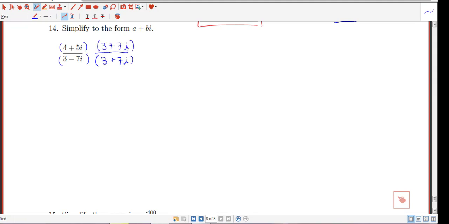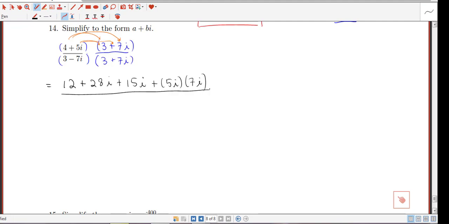3 plus 7i. Okay, now we have to FOIL. Okay. So we're going to go like this, and then this, and then that. Okay, so you're going to have 4 times 3, 12. 4 times positive 7i. And then 5i times 3. And then you're going to have plus 5i times 7i. Again, I'm doing this step by step.